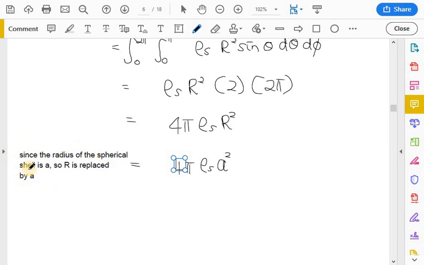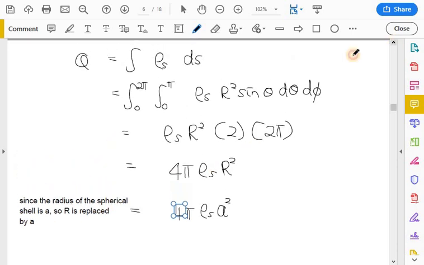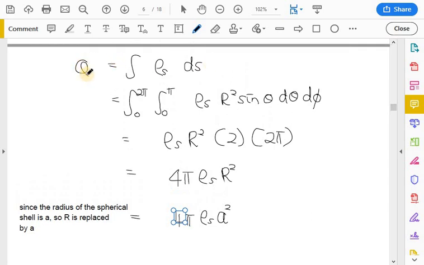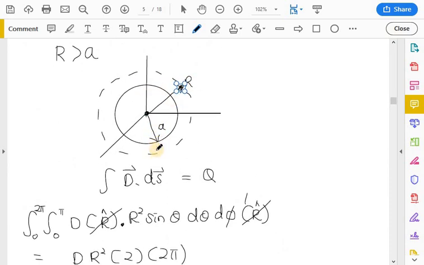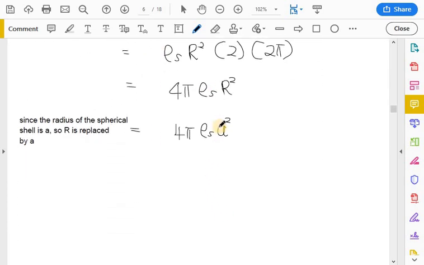Any question about this statement? Do you understand why sometimes R, why sometimes A? Because the total charge that is within the surface depends on the surface radius, not on the radius of your observation point. This is your observation point, right? It depends on A. That's why here I have to replace it with A.